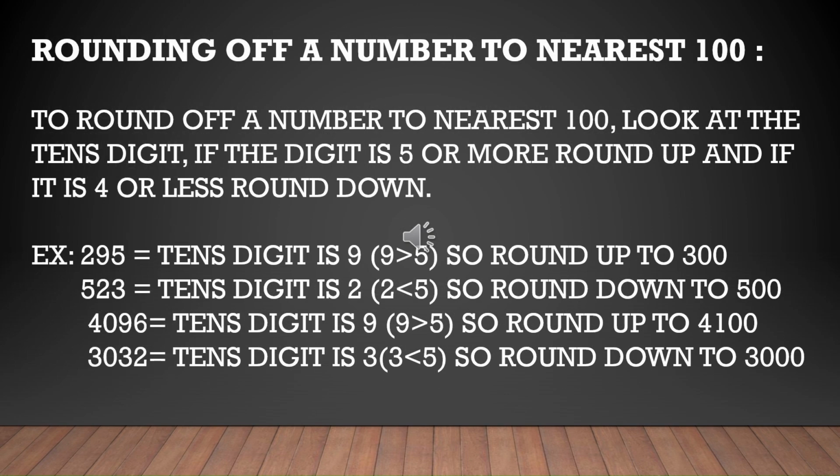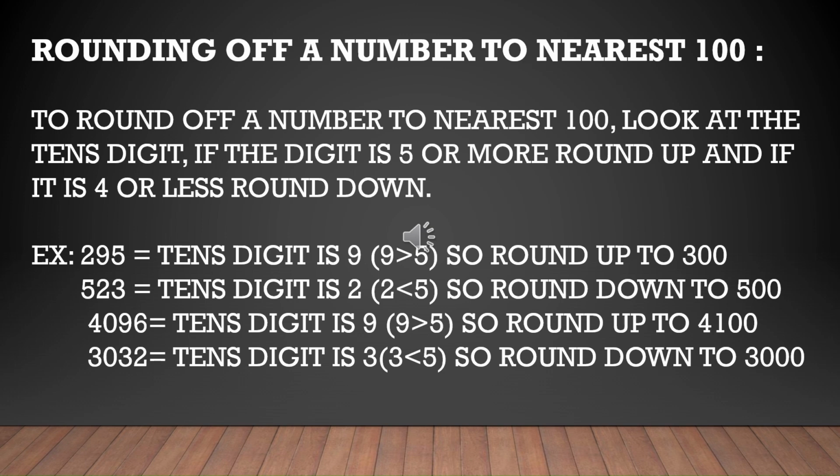Now, rounding off a number to the nearest hundred. How will you round off a number to its nearest hundred? Look at the tens digit. If the digit is 5 or more, round up, and if it is 4 or less, round down. You need to check the tens digit here. For example, 295. What is the digit in the tens place? It is 9. 9 is greater than 5. So round up to 300, which is the greater number.